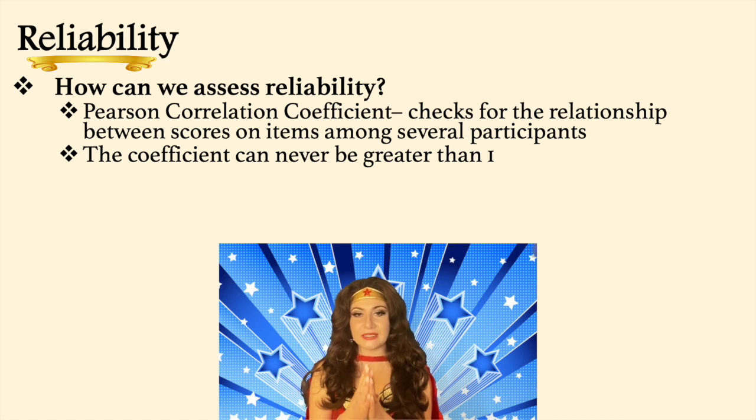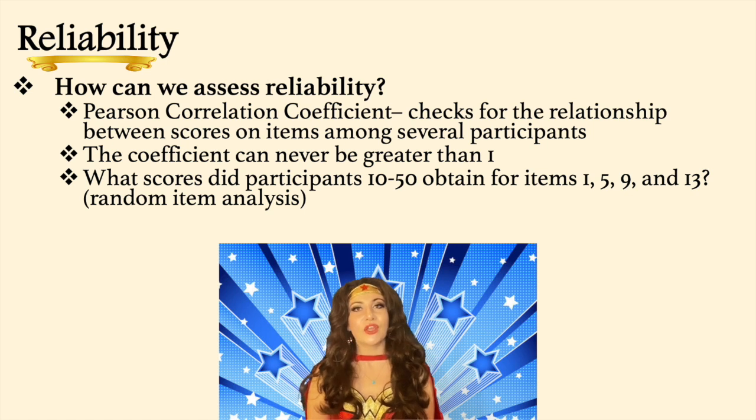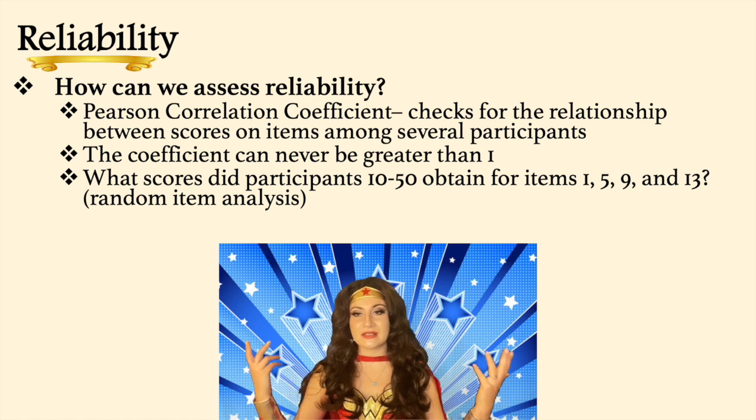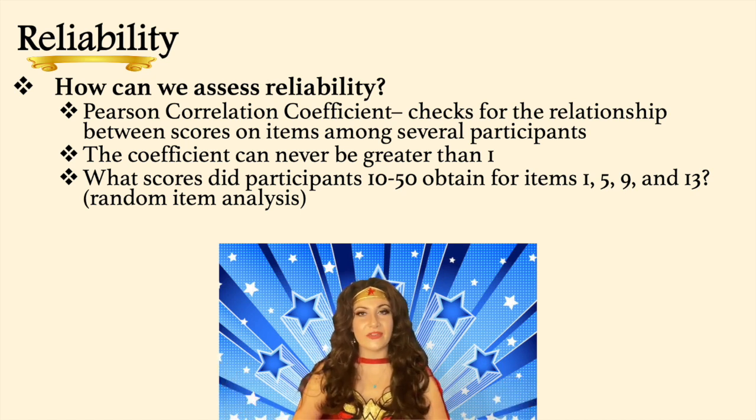So the coefficient can never be greater than +1, because as we learned in our previous lesson, the maximum correlation between two things that you can have is 100%. And if we convert 100% into a decimal, we have a whole of 1.00. So if I wanted to look at what scores participants 10 through 50 obtained for questions 1, 5, 9, and 13, using something like a random item analysis, if their scores correlate on these 4 different questions, then that would indicate that the measurement I'm using is reliable.